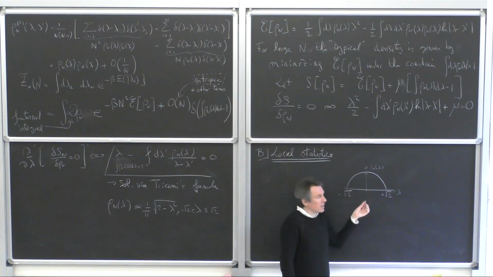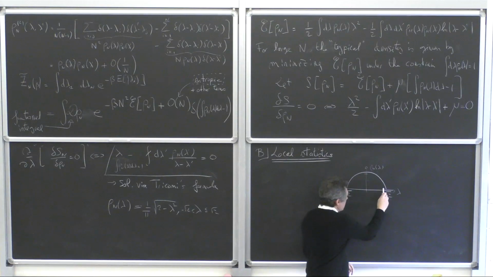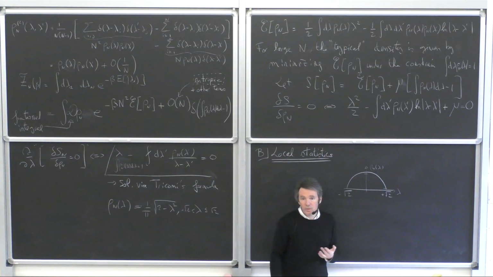Okay, so if you just look at the eigenvalues right at the center, they will not feel too much the fact that there is indeed an edge beyond which there are no particles. On the other hand, if you start to look at what happens very close to the boundary here, the situation will be quite different, and in particular, in this region here, the density of particles will be much smaller, and that means that the gas of eigenvalues or of particles will be much more diluted.